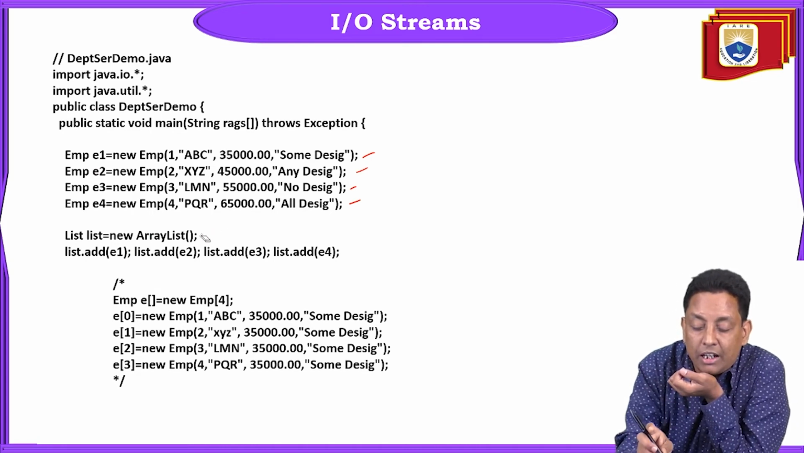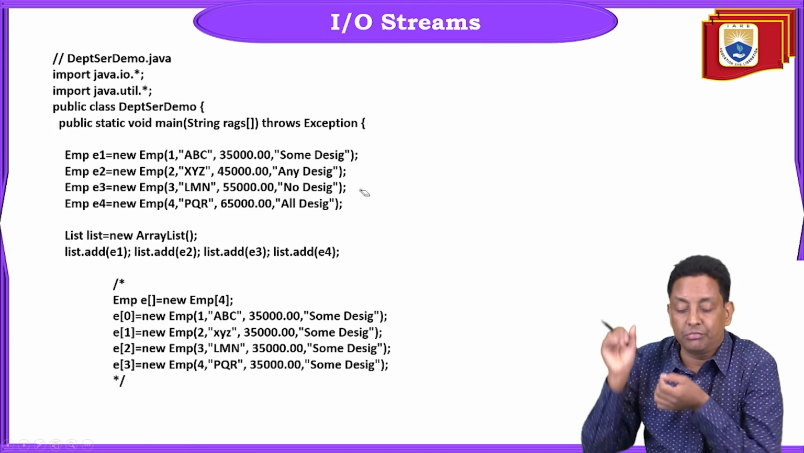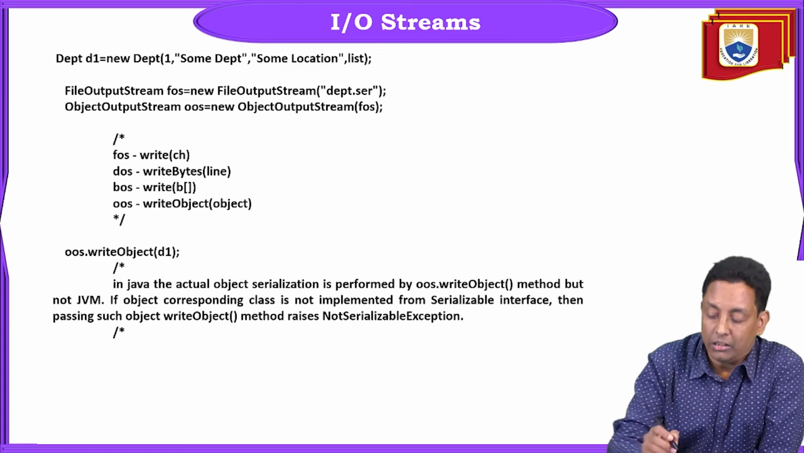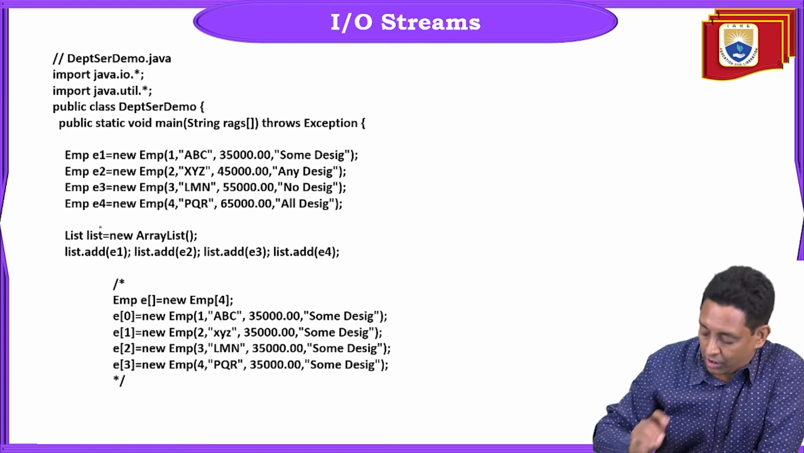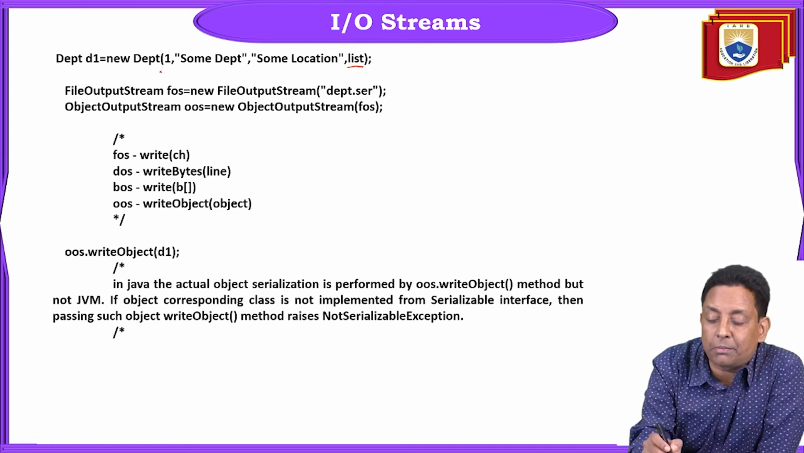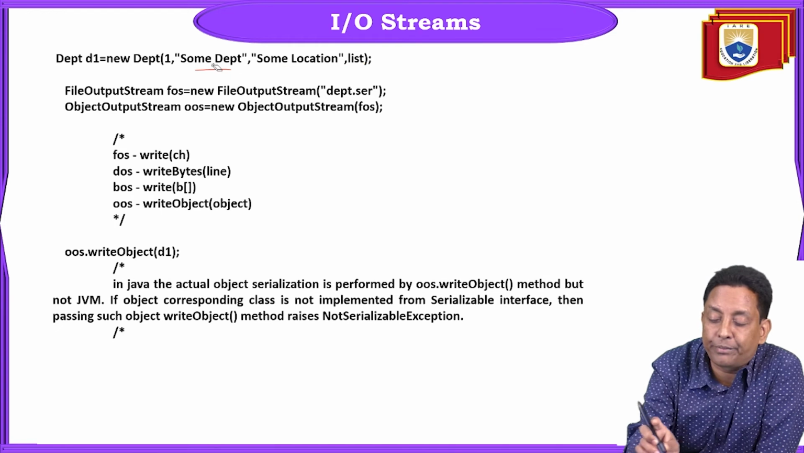Objects are added to the array list. Now, the object serialization process starts. Here, the array of employee objects that exist in the list is given to the department object. In the department object, the department number, department name, location, and the list of employee objects are given.